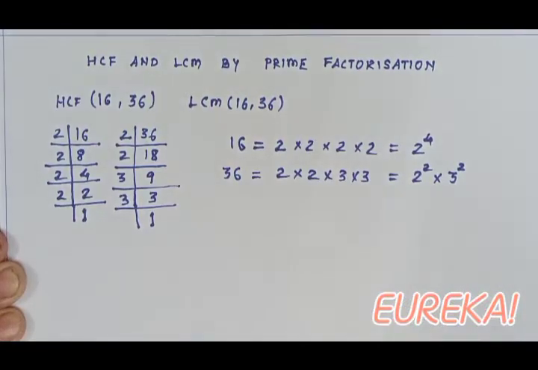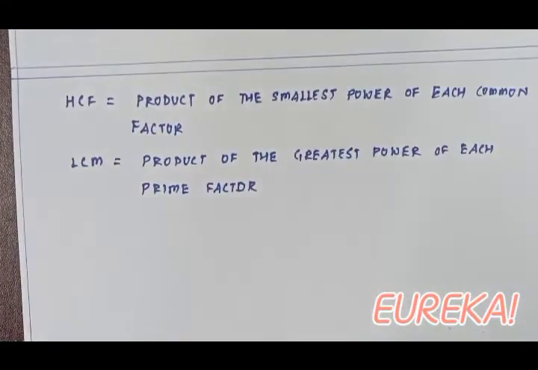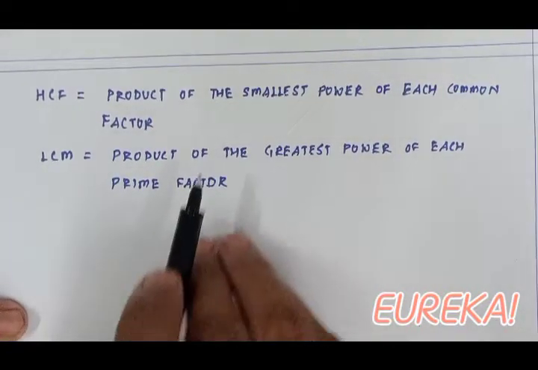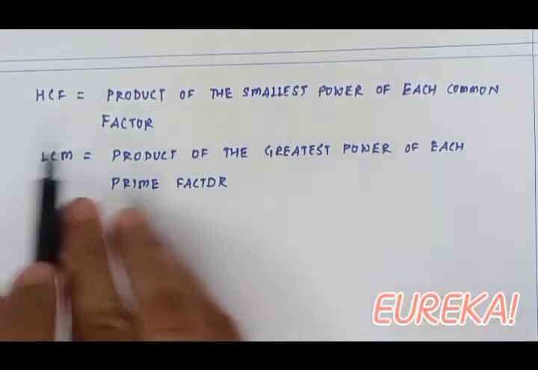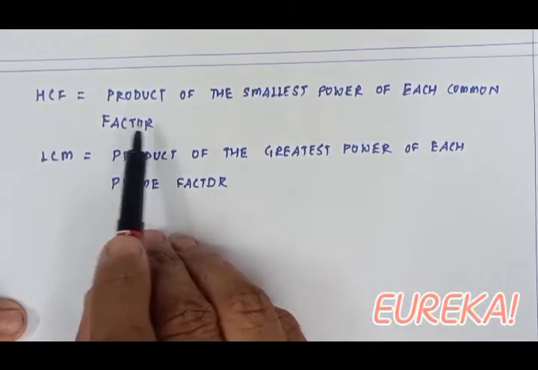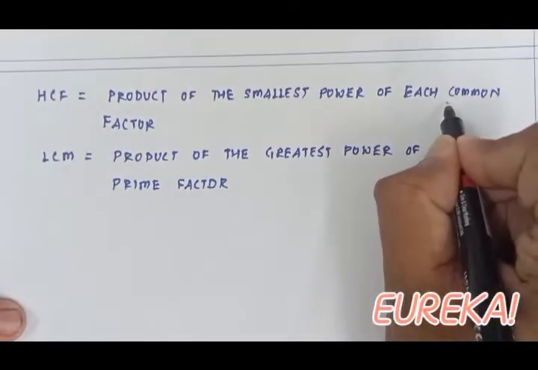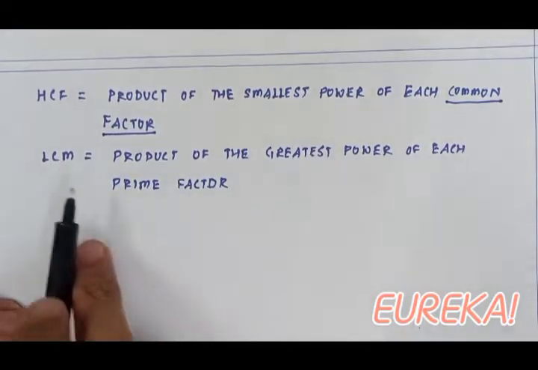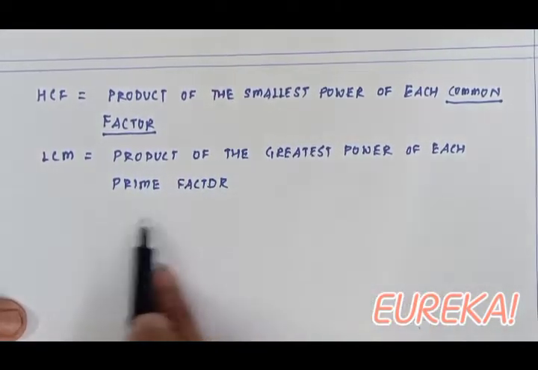Now for finding the HCF and LCM, we need to follow two rules. The rule says HCF is the product of the smallest power of each common factor. So if you want to find the HCF, then we will look for the product of the smallest power of each common factor. Here common factors is the important word. And if we have to find the LCM, then we go for the product of the greatest power of each prime factor.